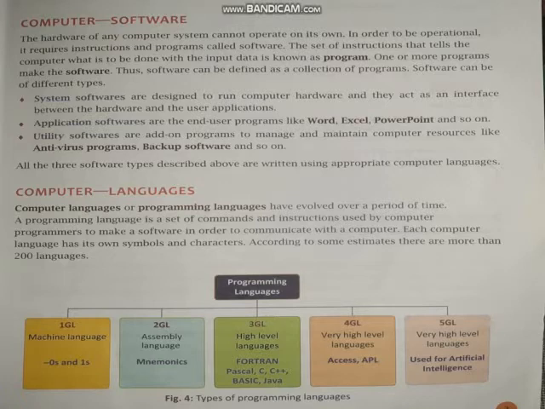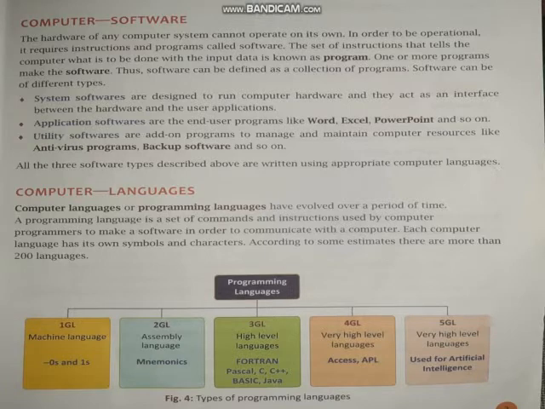Software can be of different types. First one, system software; second one, application software; and third one, utility software. We can divide software into three types. What is system software? System software is designed to run computer hardware and acts as an interface between the hardware and the user application.